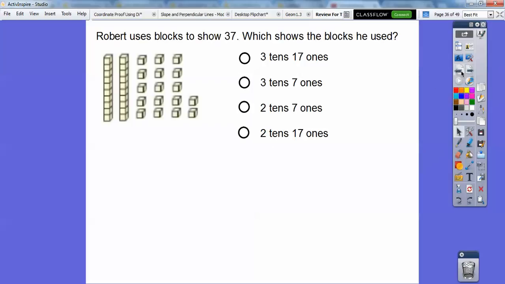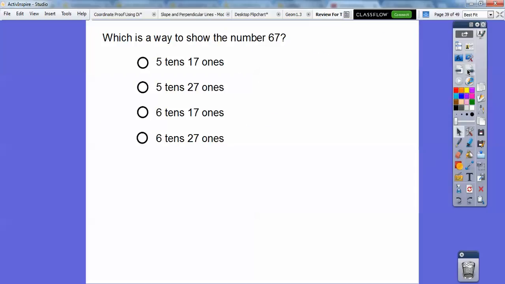Whoops, I guess I didn't get that. Whoops, I got it on this one right here. I have a blank page, I'll have to erase that.